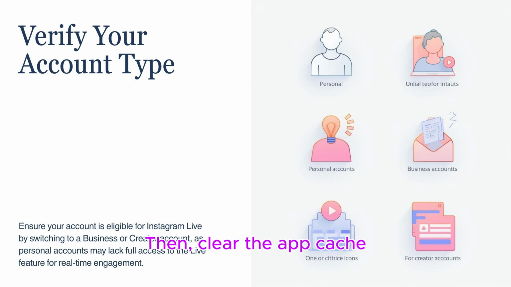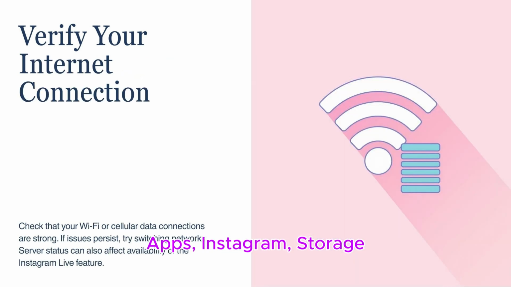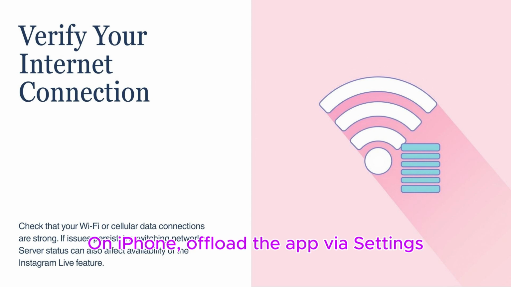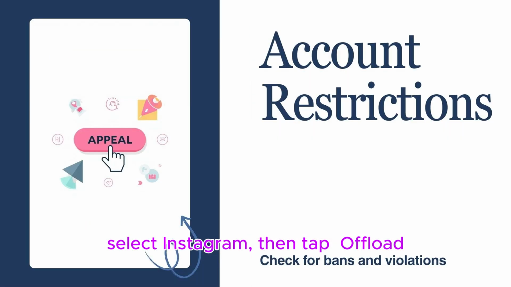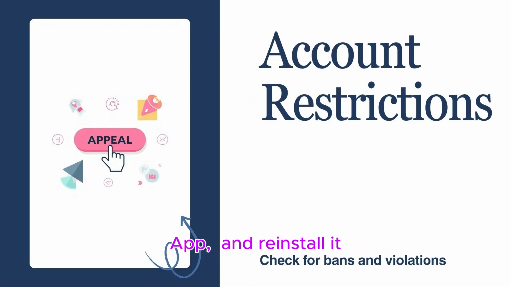Then, clear the app cache. On Android, go to Phone Settings, Apps, Instagram, Storage, and tap Clear Cache. On iPhone, offload the app via Settings, General, iPhone Storage, select Instagram, then tap Offload app and reinstall it.